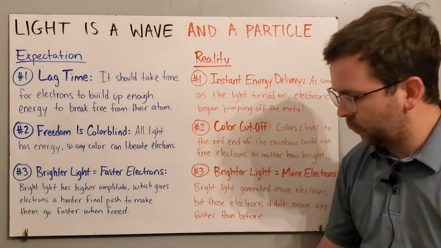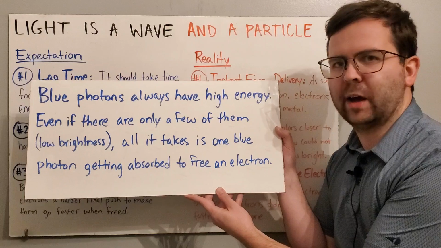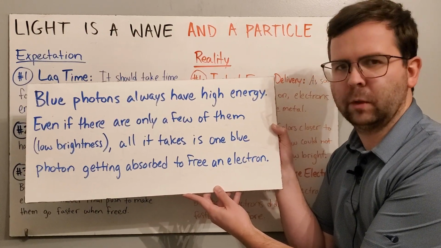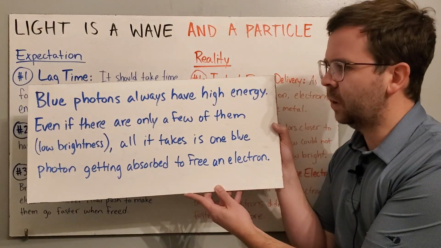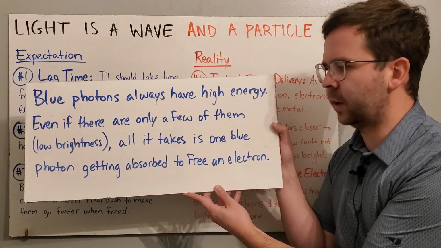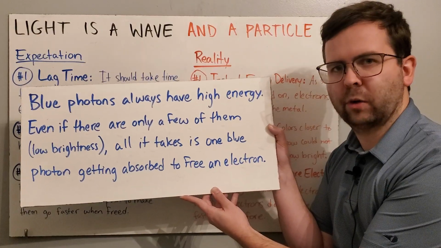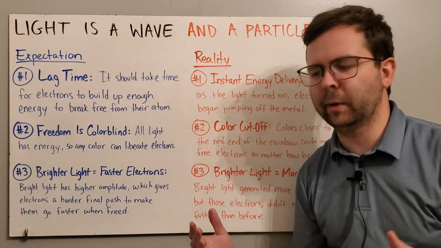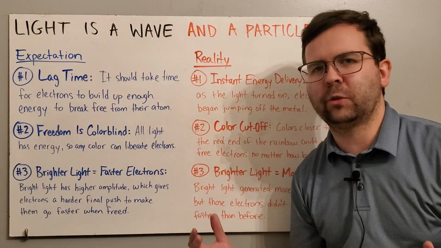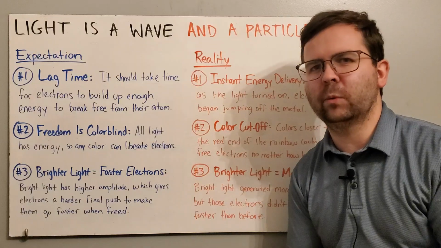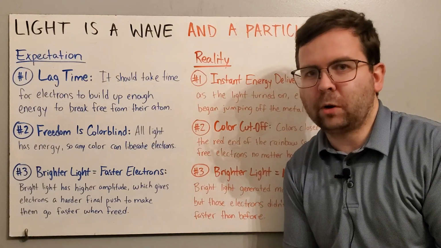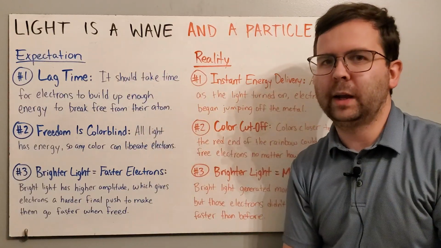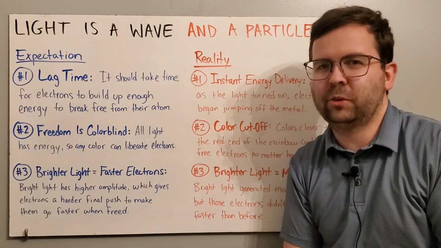On the other hand, blue photons always have high energy, and even if there are only a few of them and the light is very low brightness, all it takes is just one blue photon getting absorbed to free an electron. So finally, we're able to make sense of this one particular experiment, and this one photoelectric effect experiment is the main reason that we think that light is a particle, at least at times. Light is both a wave and a particle, and it behaves differently in different situations.